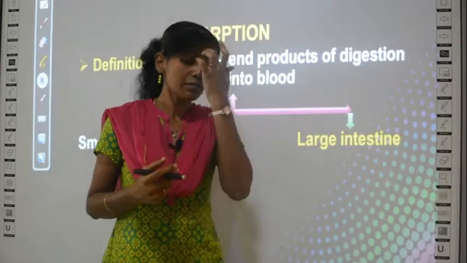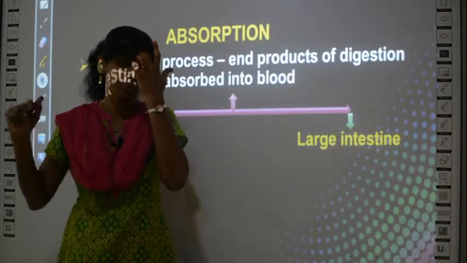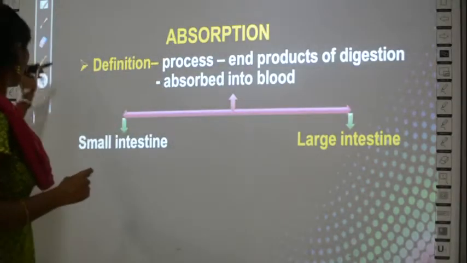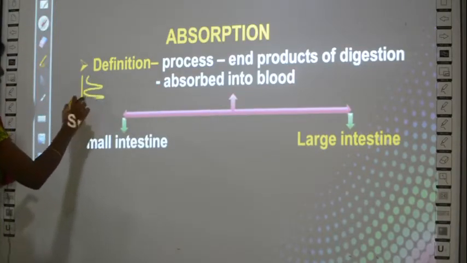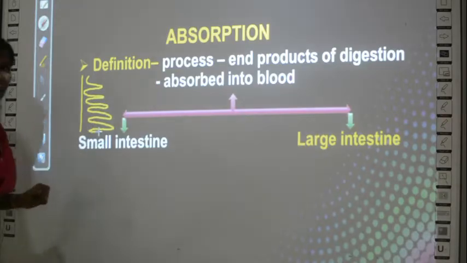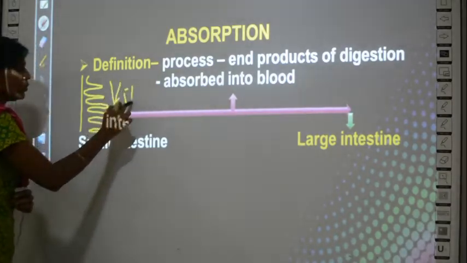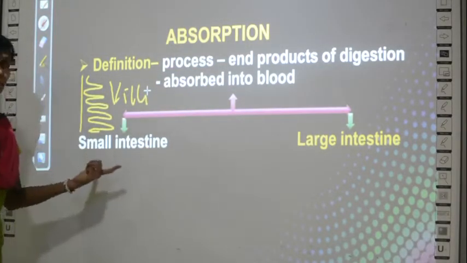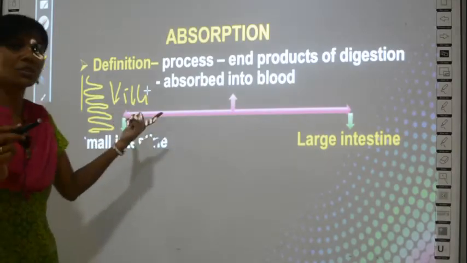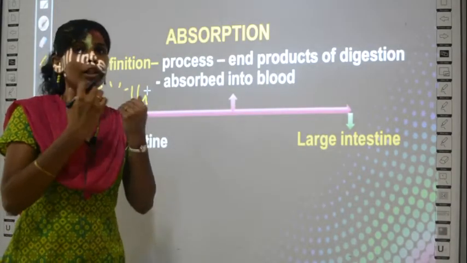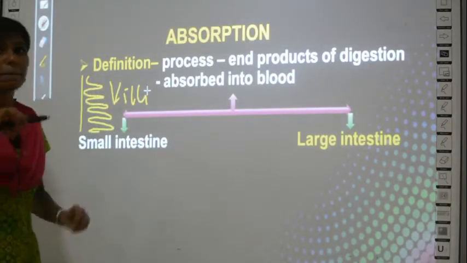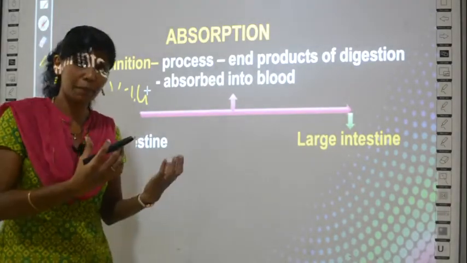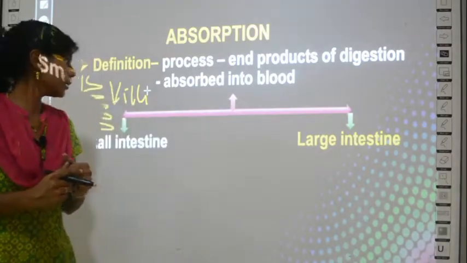So already when we studied the detailed structure of the small intestine, I told you the walls of the small intestine have finger-like projections. Do you remember? Finger-like projections, and they are called villi. So in the small intestine, what happens? These villi will absorb all the food into the blood. Why? Because these villi have blood capillaries, which are blood vessels which can take in the nutrients.